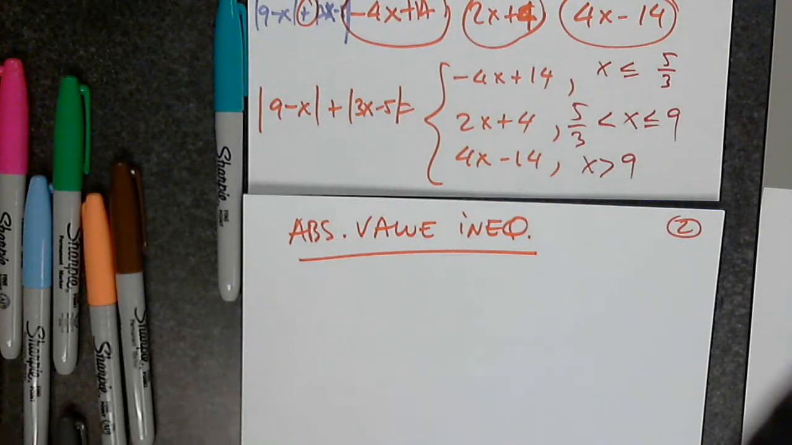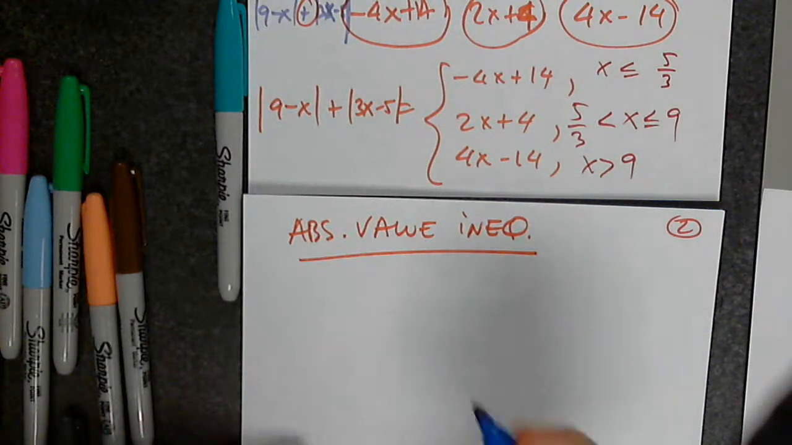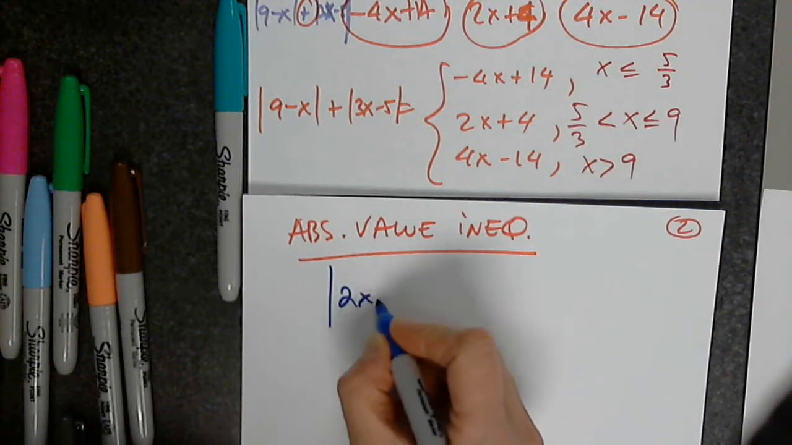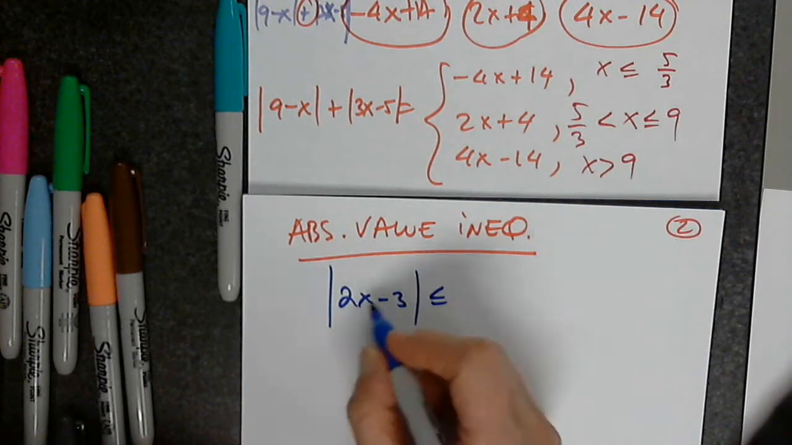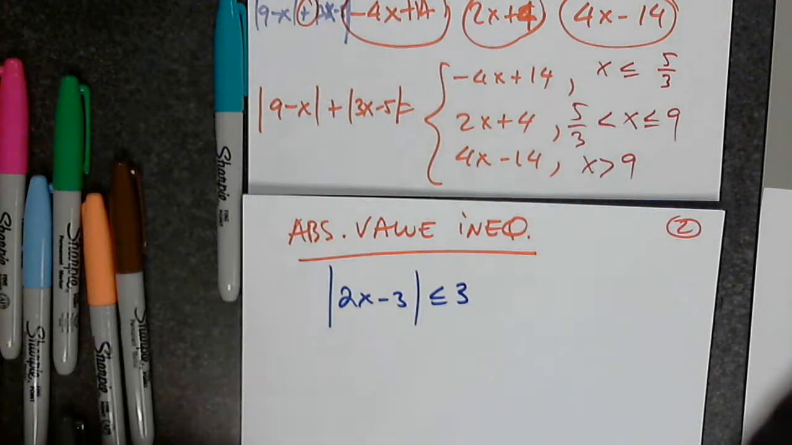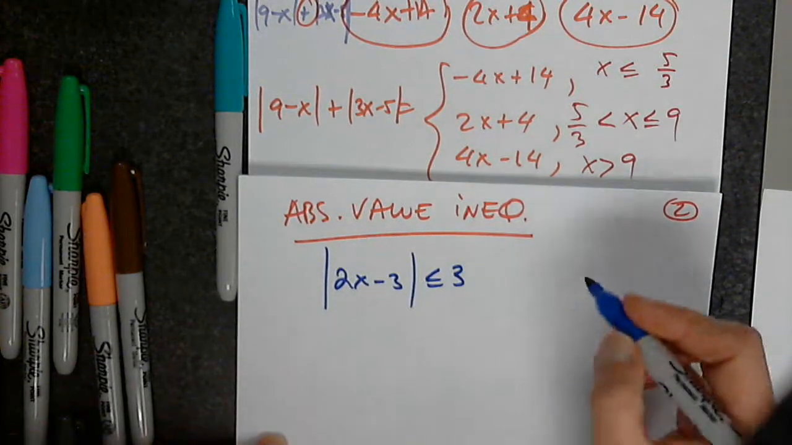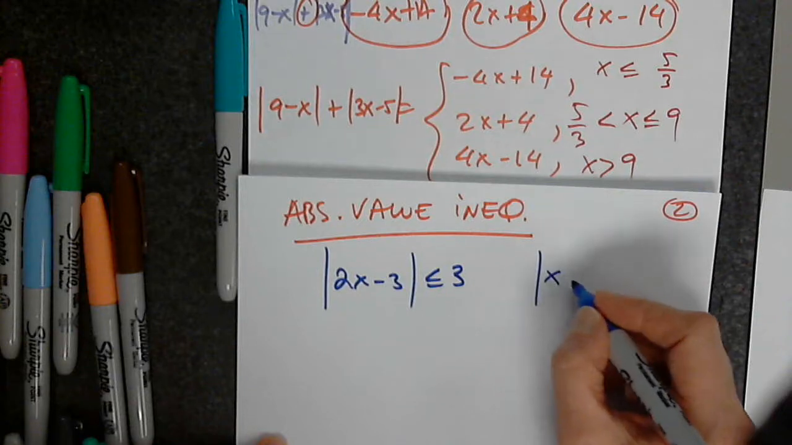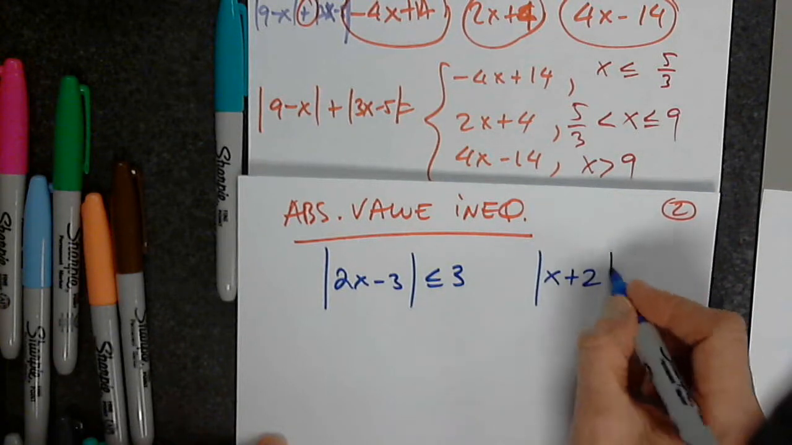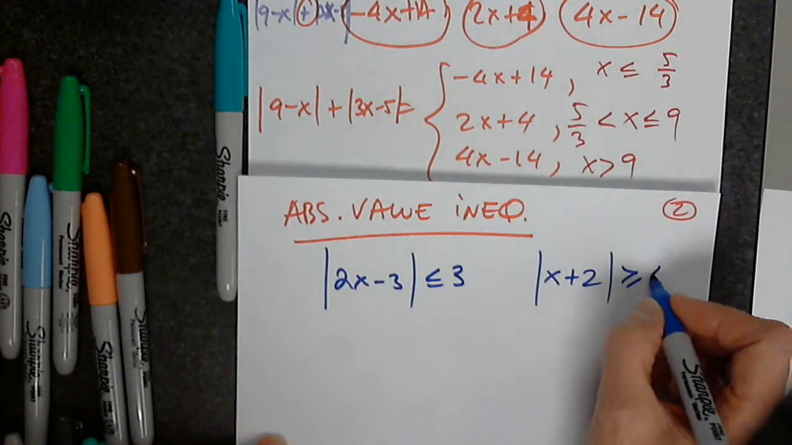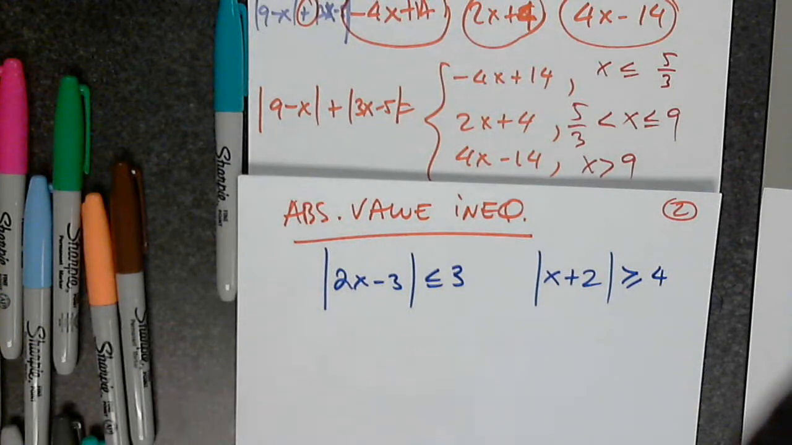So absolute value inequalities, I'm going to make one up. Let's say the absolute value of 2x minus 3 is less than or equal to 3. And that's one example. And let's say the absolute value of x plus 2 is greater than or equal to 4. These are two different types.